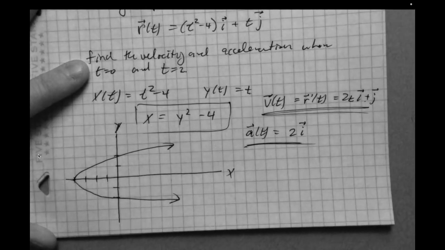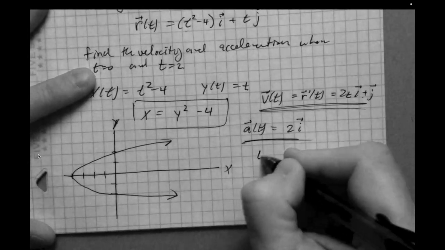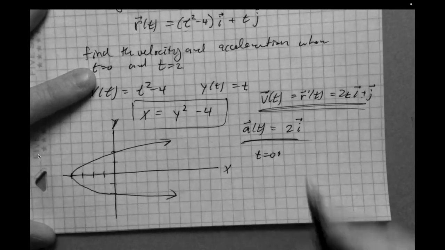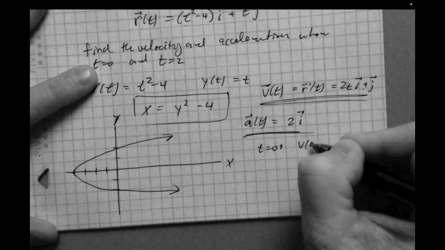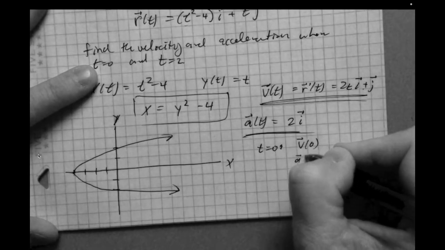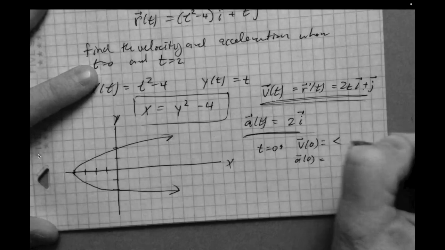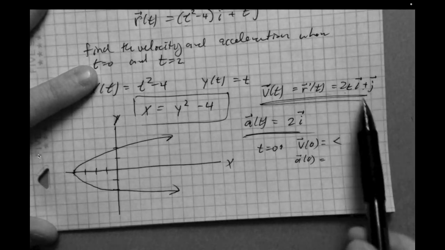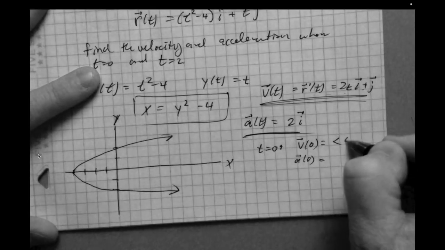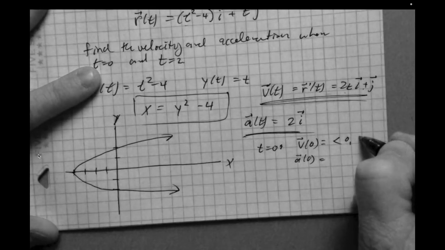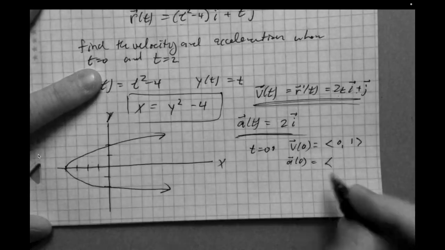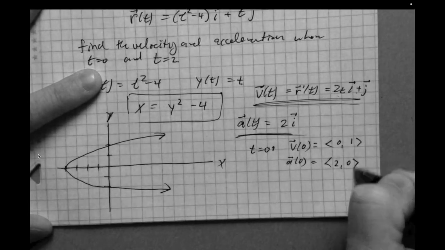And so we could very easily figure out what this is doing at t equals 0. You've got v of 0 and a of 0. v of 0 is going to be 2 times 0 plus 1, so it'll be just 0, comma, and then basically 1. And then the acceleration at 0 is just going to be 2. It's constant again.